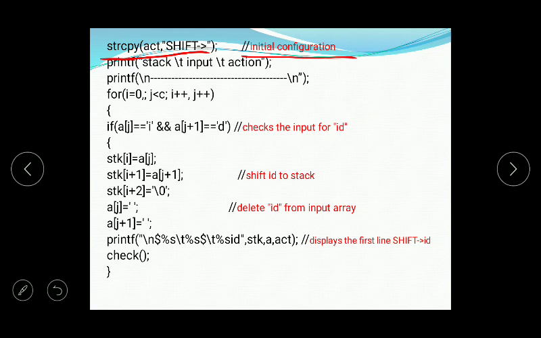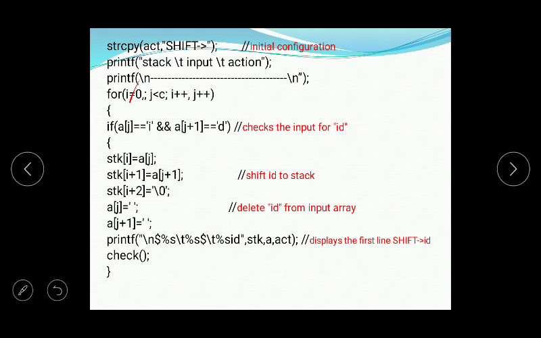Then print the required output format. We need stack, then input, then action. This is our format for how to print the output on the console. Next we print one line. After that use one for loop. Here I is for stack and J for input. So for the stack we have to display from the beginning itself.